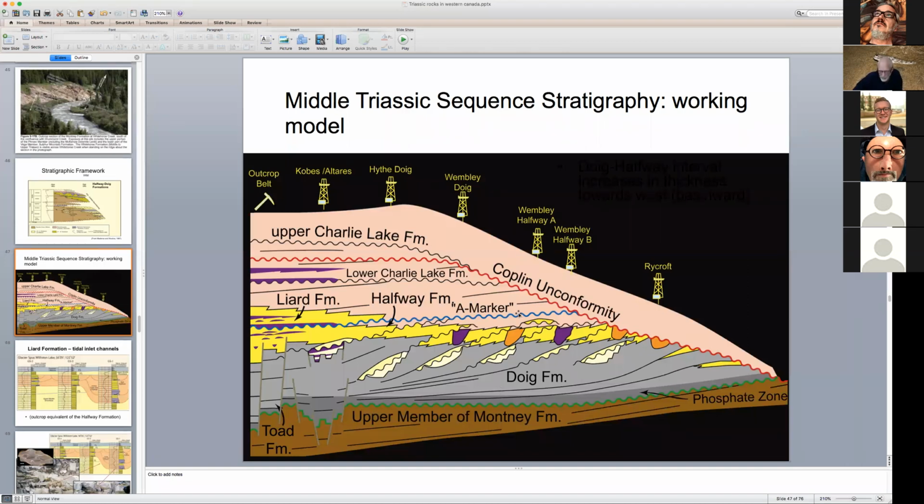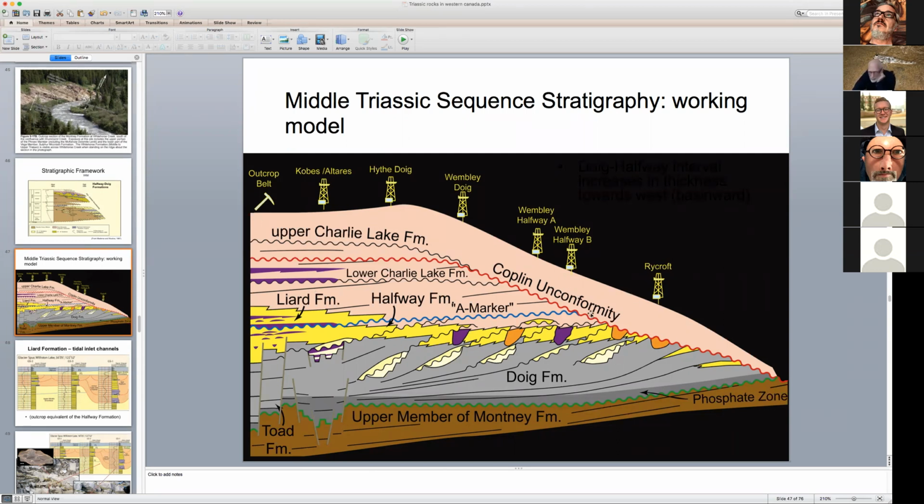We've also got these middle Triassic units. And so the Doig Formation and the Halfway Formation, which are referred to as the Liard Formation in the northern part of our outcrop belt, these successions right in here are actually middle Triassic in age. And there's actually a major unconformity that goes across the basin that cuts through our upper Triassic, our middle Triassic, and right at the top of our lower Triassic.